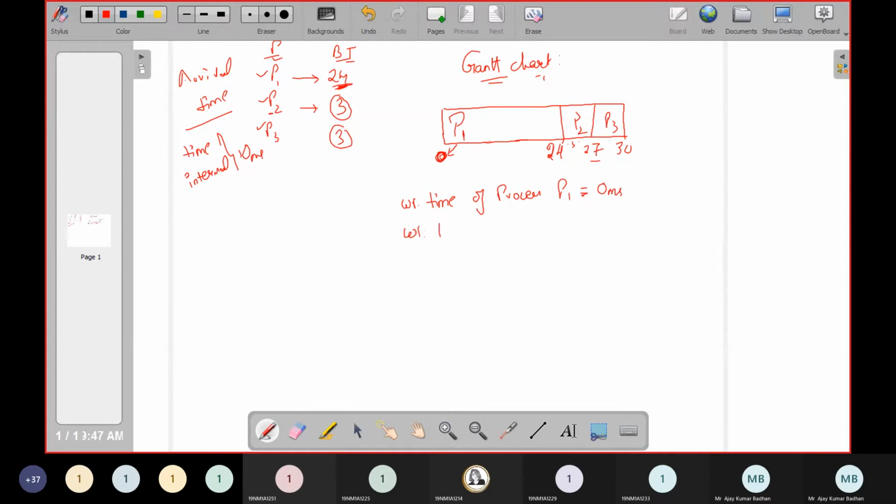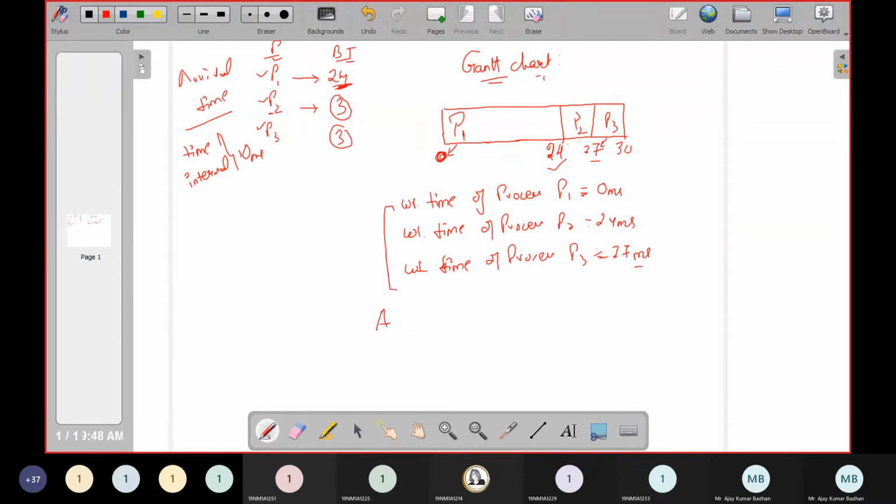If I talk about the waiting time of process P2, what is it here? Leftmost, whatever we have, is 24. So we can directly write it as 24 milliseconds. That is the waiting time. And then the waiting time of process P3: leftmost is 27, so 27 milliseconds.